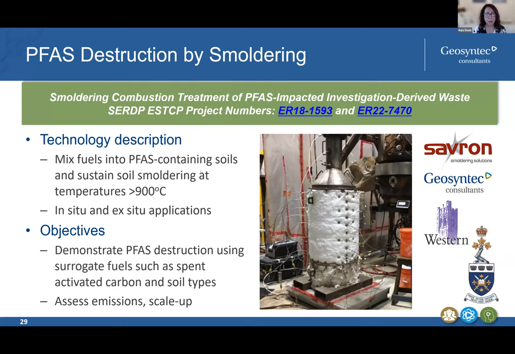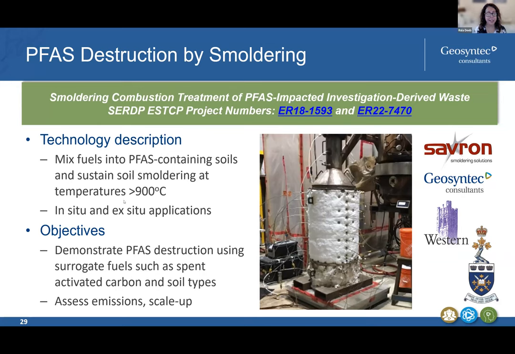So smoldering involves temperatures at over 900 degrees C. It has both in situ and ex situ applications. It's a technology that has been shown and demonstrated for other contaminants like tar and DNAPL and NAPL. So it's a tested technology for a lot of other contaminants, now being applied to PFAS.